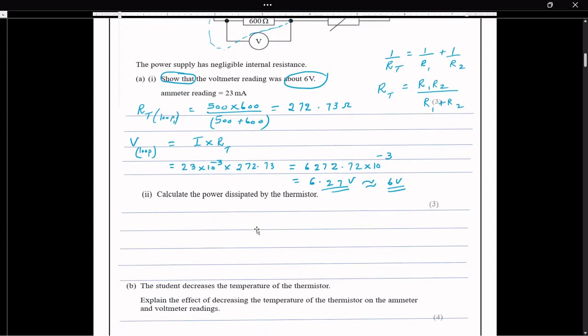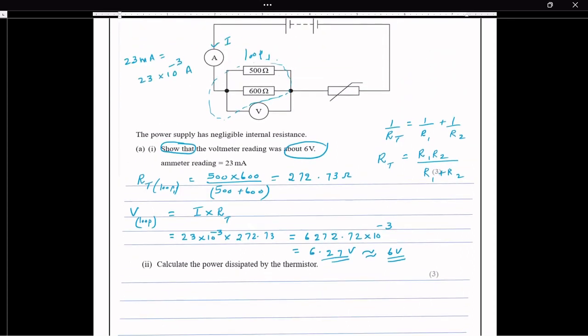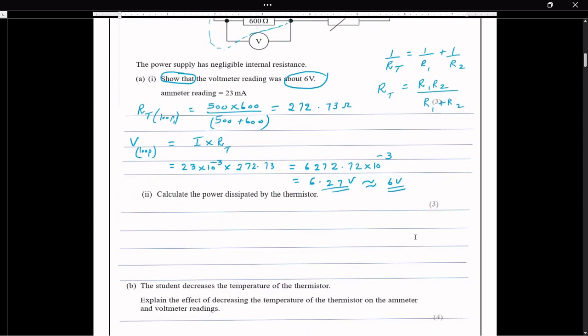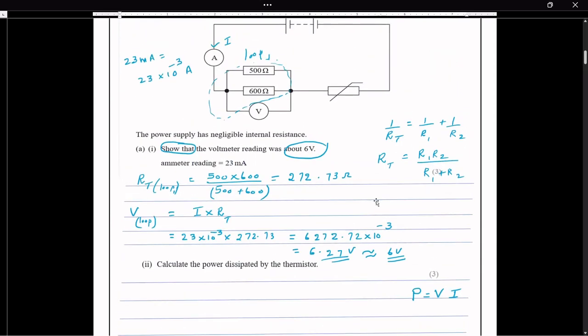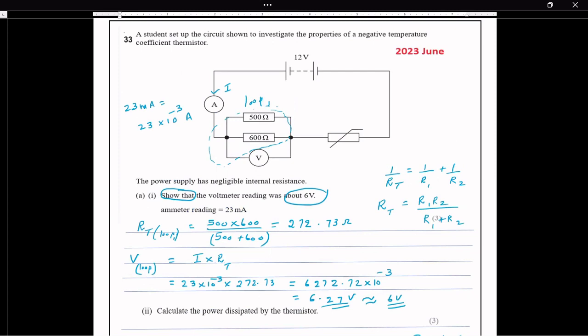Now the second part of the question is: calculate the power dissipated by the thermistor. Let us see the circuit again. We have different equations for power dissipation. As we know, the power dissipated is the product of voltage and current, so let us use this equation. First of all, we have to know the voltage across the thermistor.